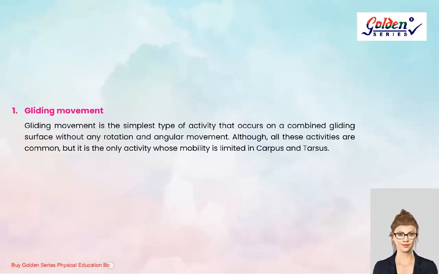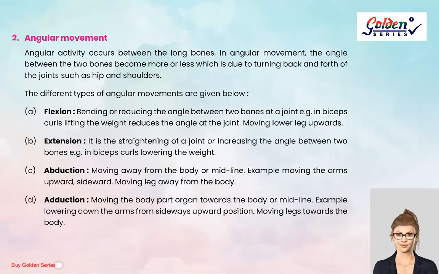Gliding movement. Gliding movement is the simplest type of activity that occurs on a combined gliding surface without any rotation and angular movement. Although all these activities are common, it is the only activity whose mobility is limited in carpus and tarsus.